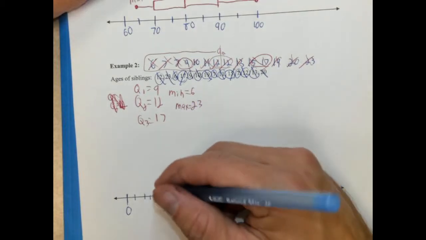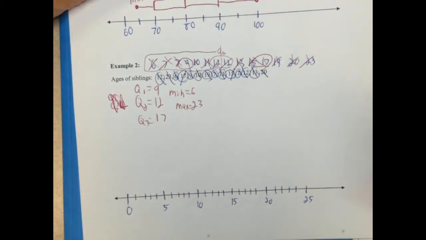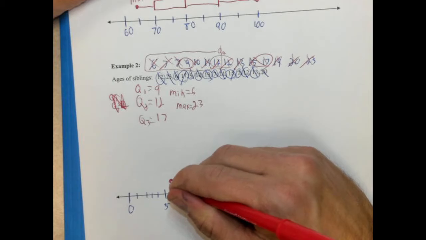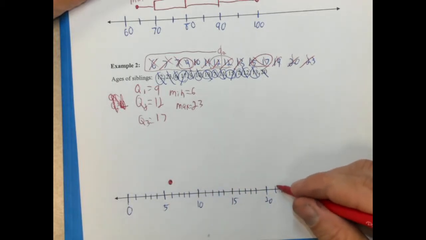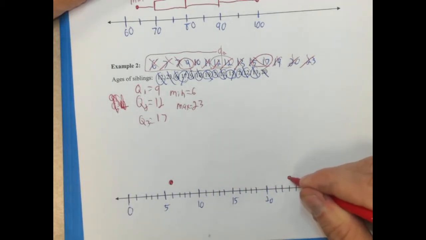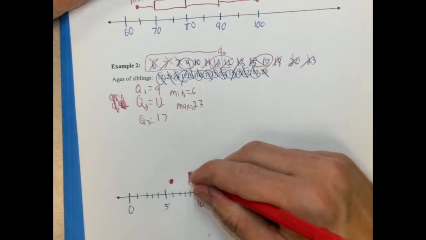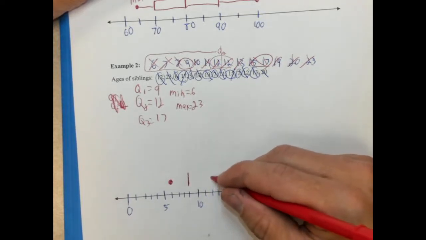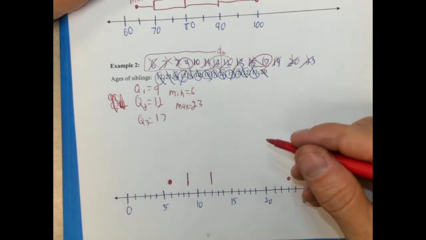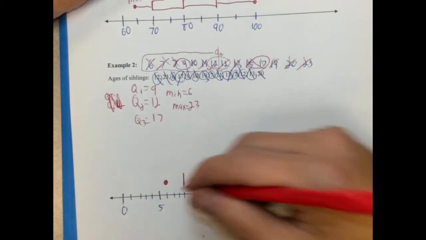So our lowest is 6. So we're going to put a point, using the red pen, right here. 6. Maximum is 23. So 1, 2, 3. Our Q1 is 9, which is right here. Q2 is 12, which is right here. Our Q3 is 17, which is right here. And then we just connect these.